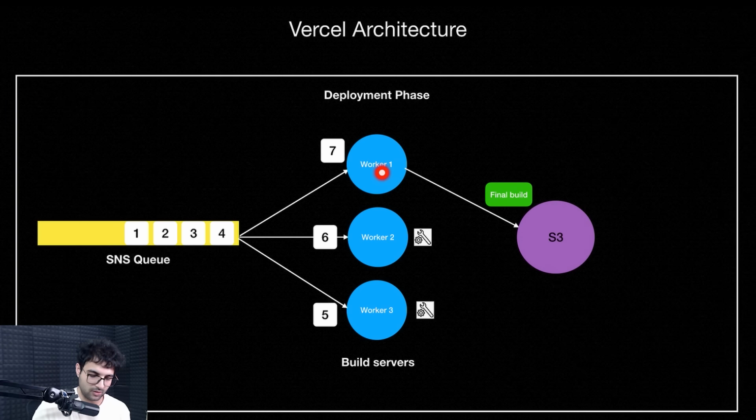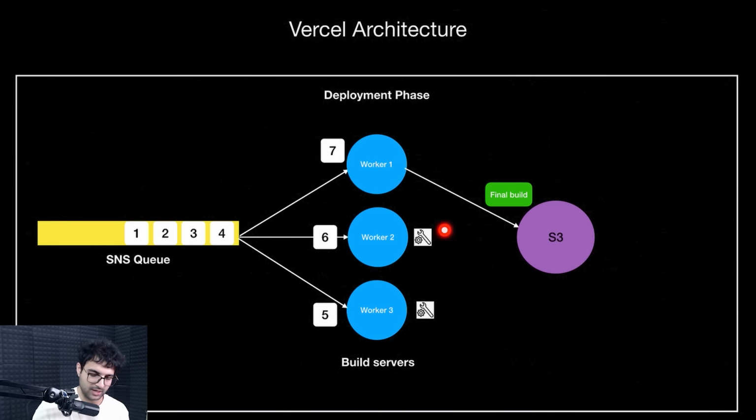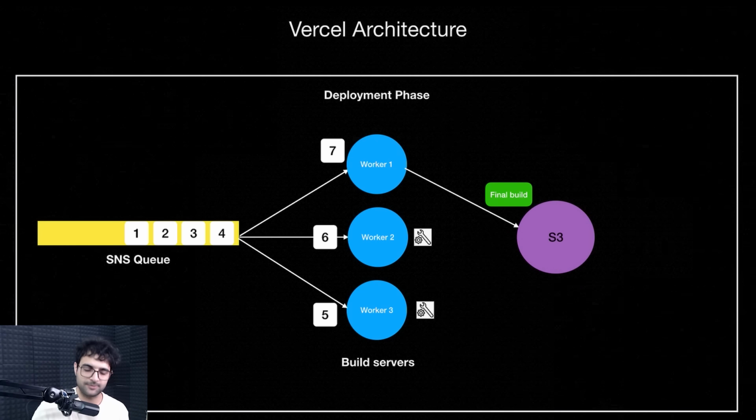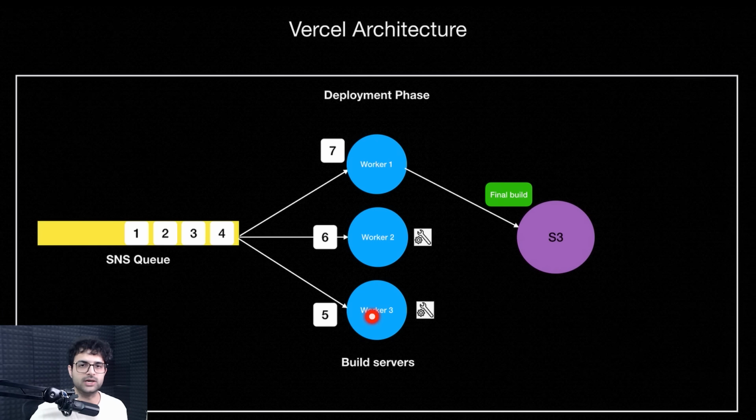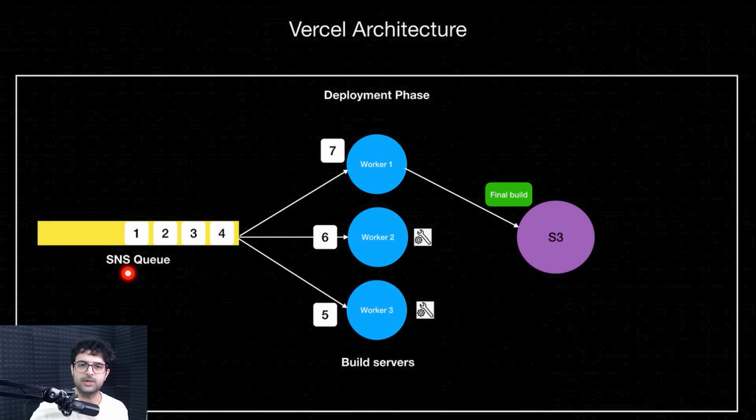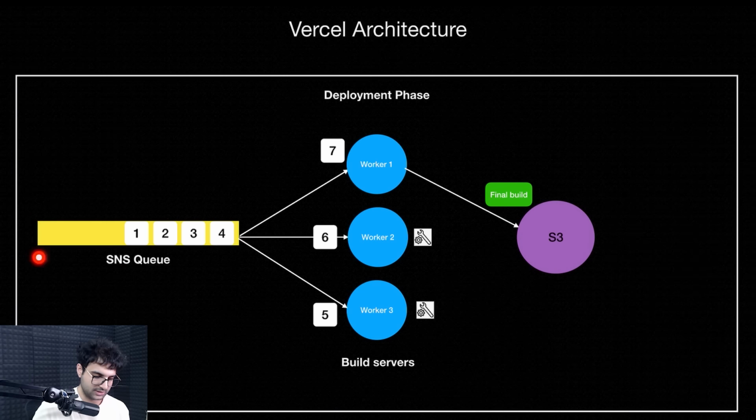It isn't necessary that all of these run at the same pace. This might be a very big React project. This might be a very small project. Each worker independently is doing its job. You can auto scale these workers. You can have 1 worker, 3 workers, 5 workers, depending on how long your queue is.